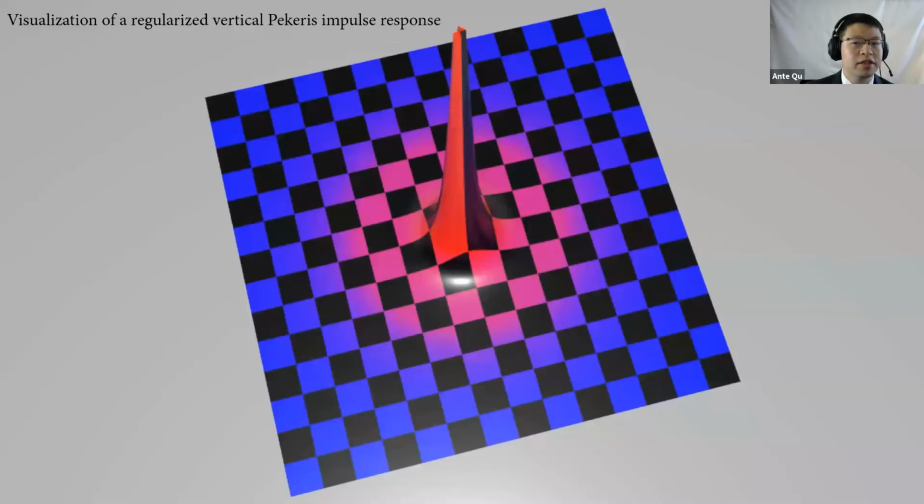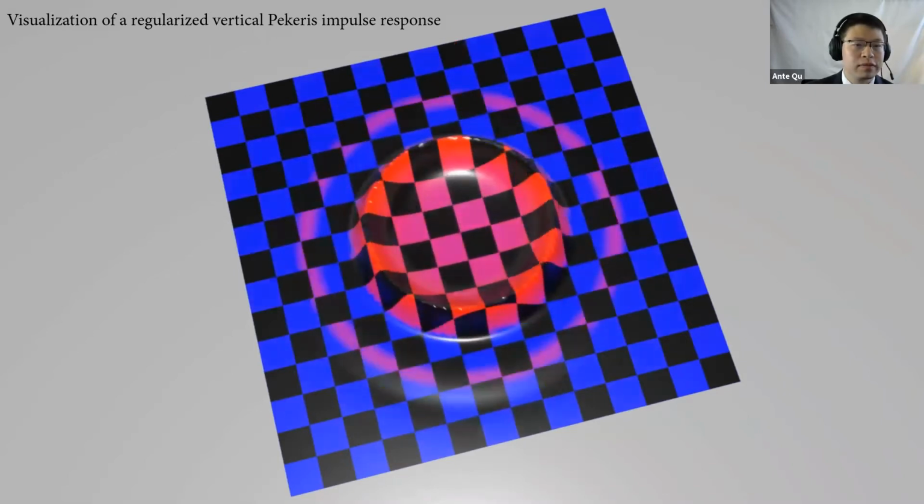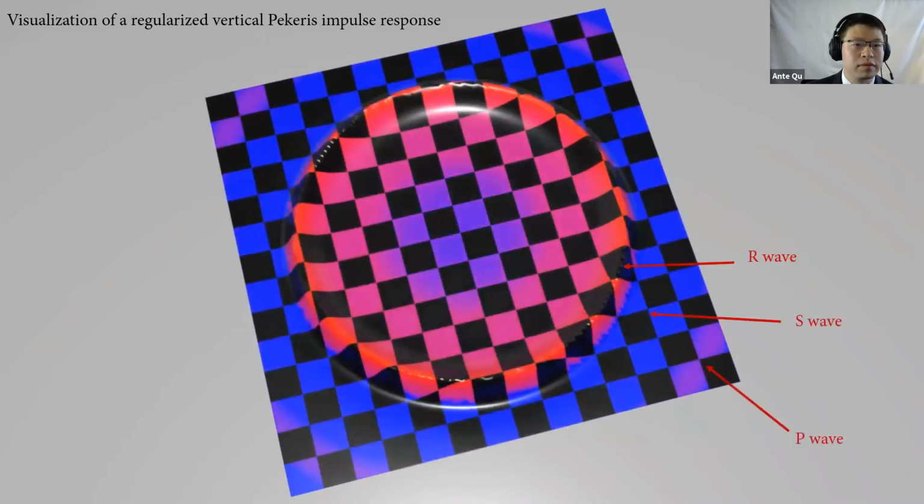Here's a visualization of a regularized Pekeris impulse response. We use an initial impulse that came up out of the floor, as you can see, and the color map corresponds to the height. Red is higher, blue is lower. Here are the approximate locations of the P, S, and R waves, which are now smooth.